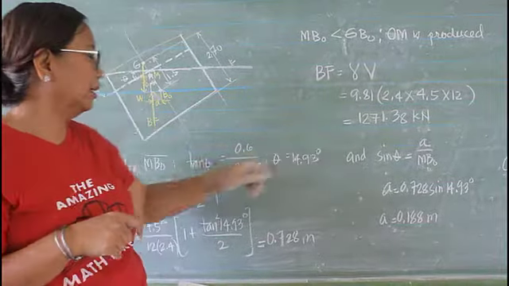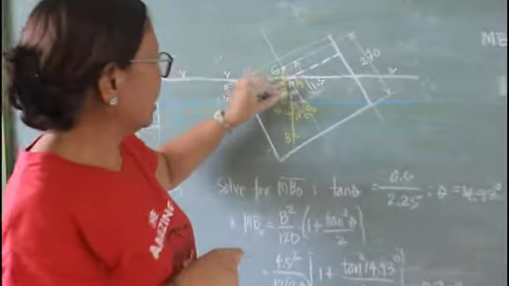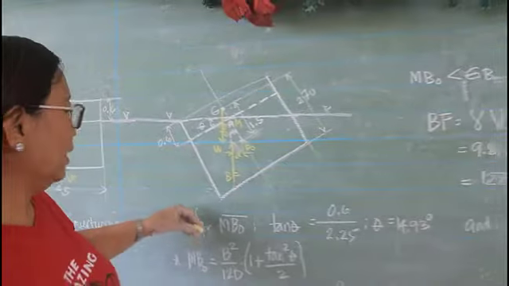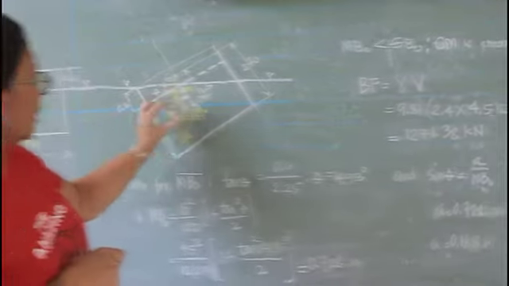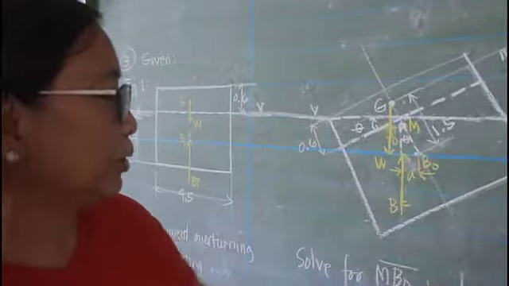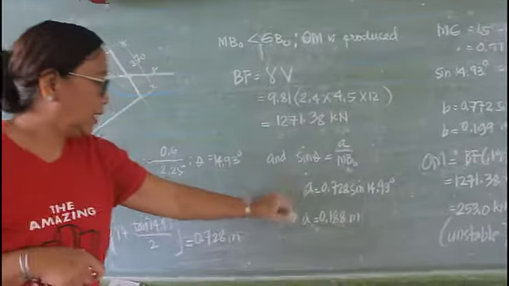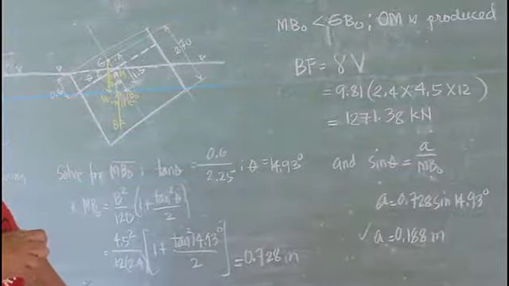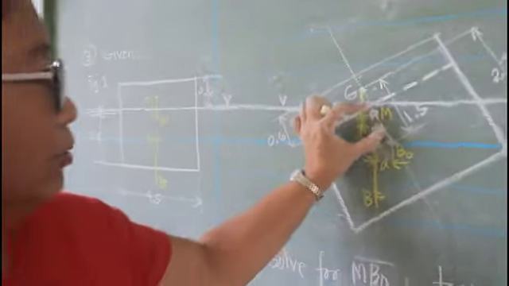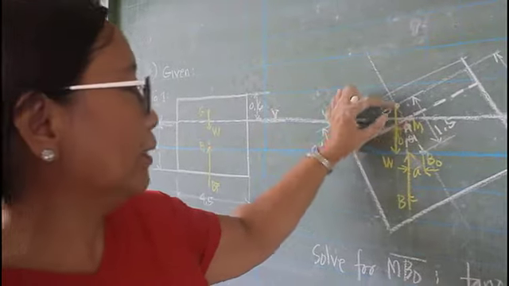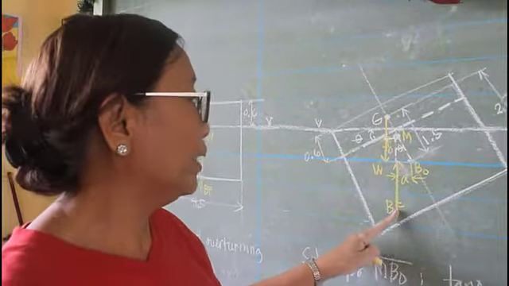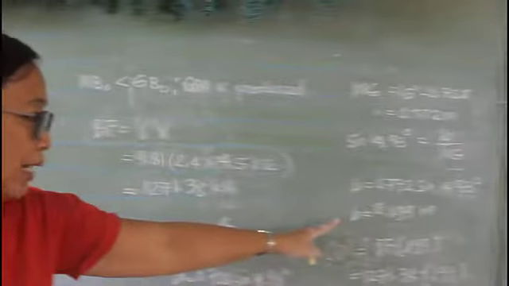Ito yung BF. But what is theta? Theta is equal to A over MBO. Ito, this is MBO, this is A. So, sine theta is opposite A over the hypotenuse MBO. We solve for A is 0.188. Now, what is MG? Kung ito ay 1.5, ibawas natin yung MBO, ito ngayon ay 0.772. Ito ngayon ang distance that separates W and B, yun ang mga moment arm niya. So, that B is 0.199.